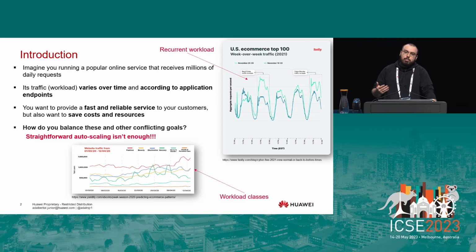Today, we just apply auto-scaling, but it's far from ideal. So we need to balance those conflicting goals, performance and costs, and you need to do that according to these variations of the workload. That's what we're trying to do. But there are some problems here.